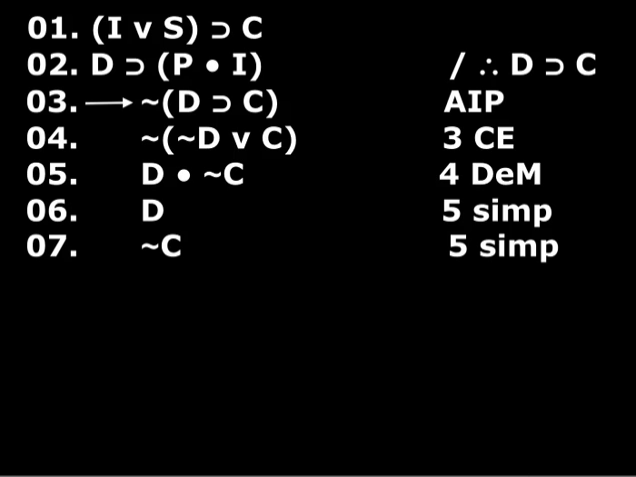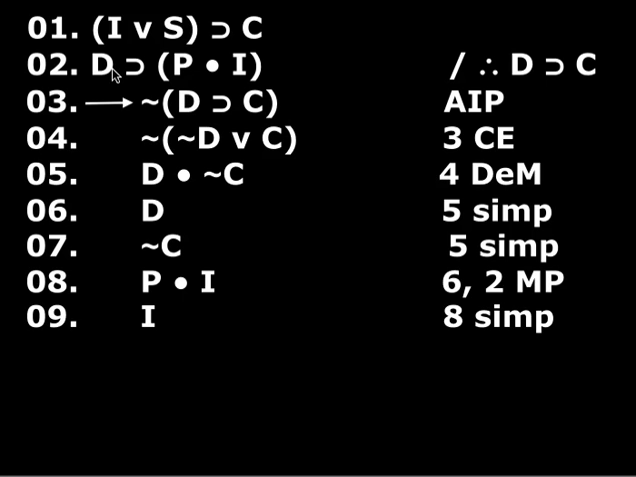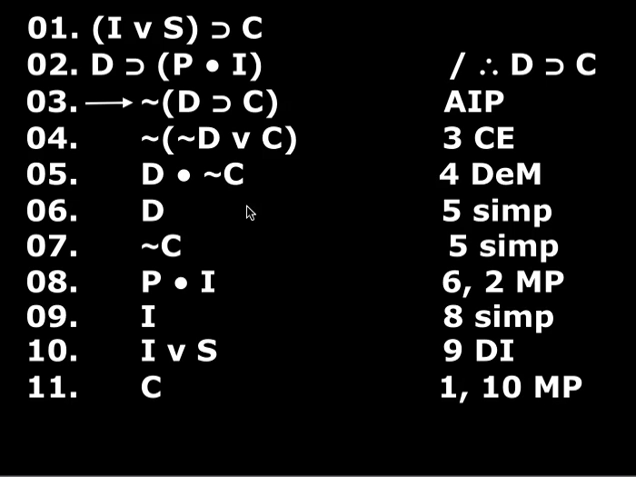Because look, I can get modus ponens with 2 and 6. D, and I've got D here, so I can get P and I by modus ponens. Simplify I from line 8, then get I or S, so that'll be this antecedent, and that's by DI on line 9. I goes to I or S. Now that is this antecedent. I can get the consequent by modus ponens, and boom, C and not C right here.